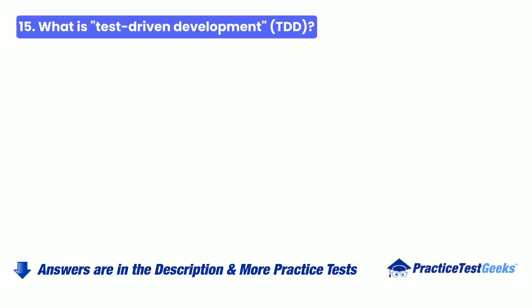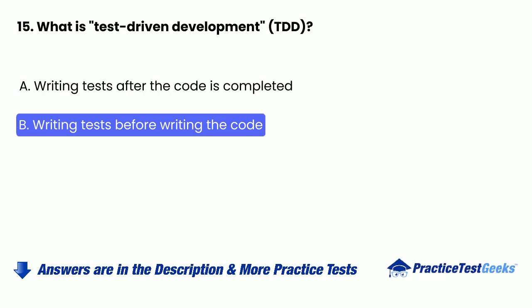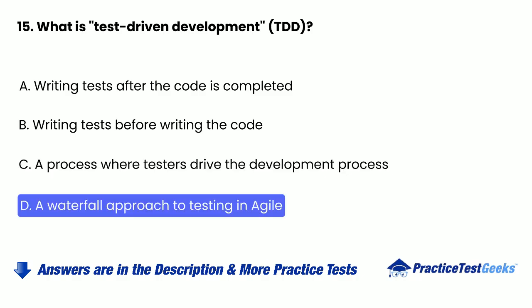(15) What is test-driven development or TDD? A. Writing tests after the code is completed. B. Writing tests before writing the code. C. A process where testers drive the development process. D. A waterfall approach to testing in Agile.